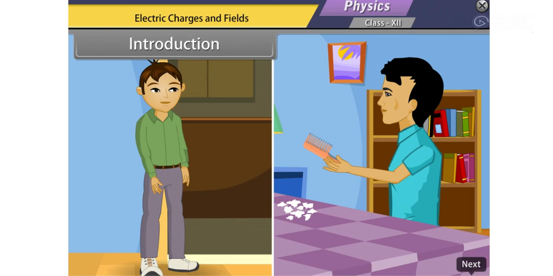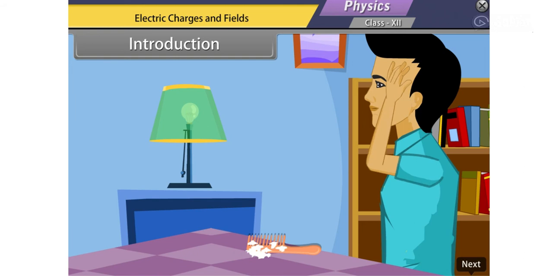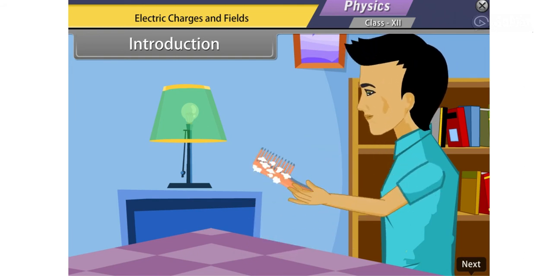Amit and Sanjay are planning to purchase some articles from the market. For this, Sanjay is ready and waiting for Amit. Amit is combing his hair. After combing, when he puts the comb on the table and again picks the comb, then he gets surprised.